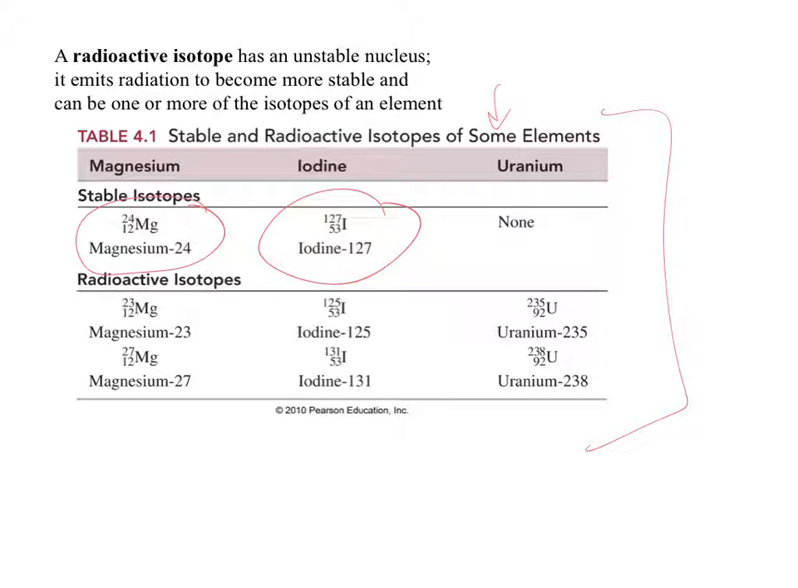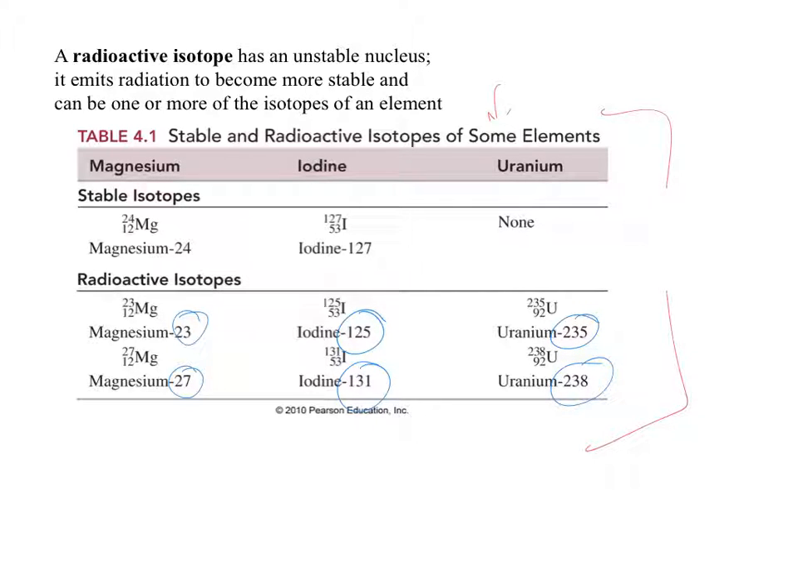That is magnesium with a mass of 24, iodine with a mass of 127. Interesting to note, uranium, you've probably heard of uranium before. Uranium has no stable isotopes. They are all radioactive. And then the radioactive ones for magnesium, there's 2, magnesium 23 and magnesium 27. We're going to talk about these numbers in just a second. And then for iodine, 125 and 131. And finally uranium has these 2.